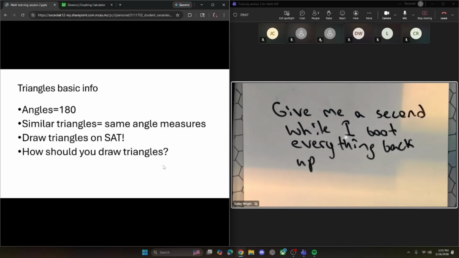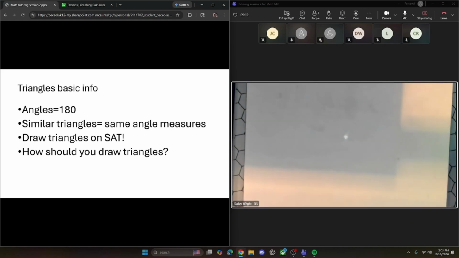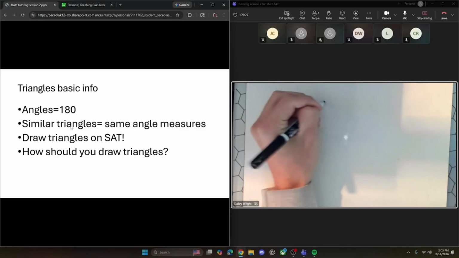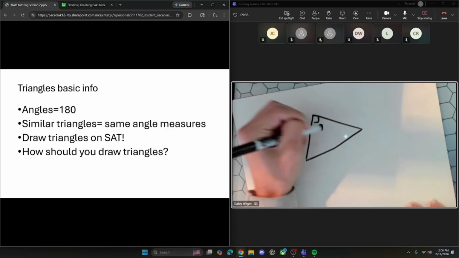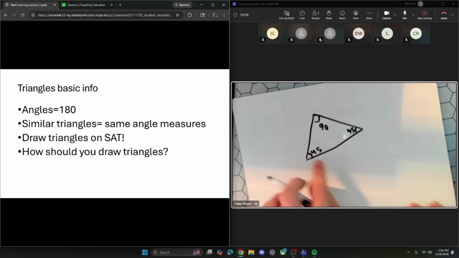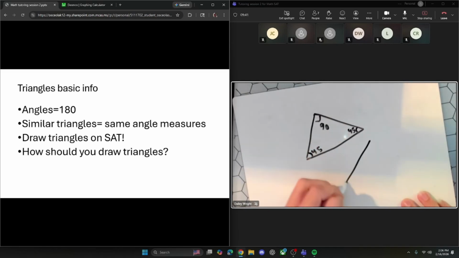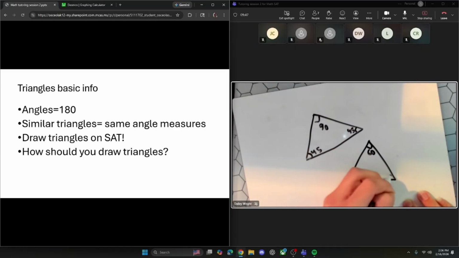So first we're going to go over triangles. We need to learn some basic info about them before we do anything today, because this is going to be a main focus of our studying today. So the angles in a triangle, no matter what, always add up to 180. What I mean by this is if I drew a triangle, let's say this angle's 90, this one's 45, and this one's 45. These angles add up to 180.